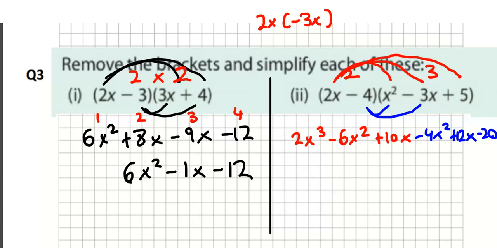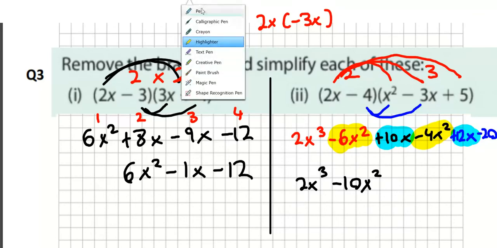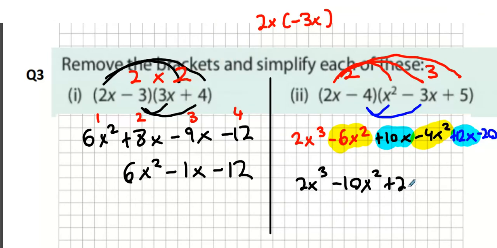Now here's the tricky part. 2x cubed on its own. Any x squareds? Which ones? And what happens when you combine the two of them? Okay. What about the next part then? Who got the 10x and the 12x? What is it? Yeah. And then minus. Right. Anybody cool with that? Do you get the same answer? Good. All right.